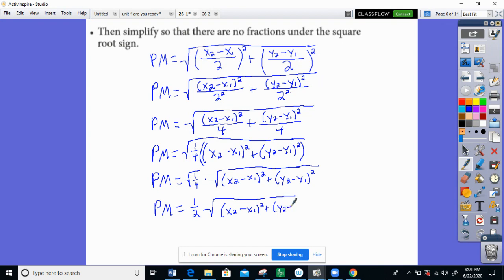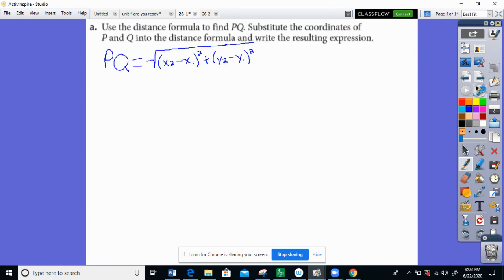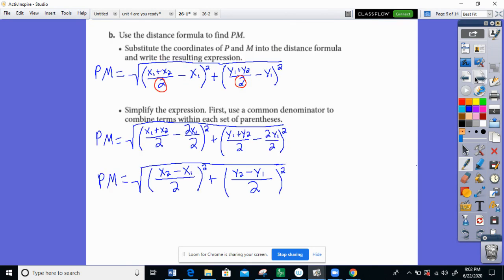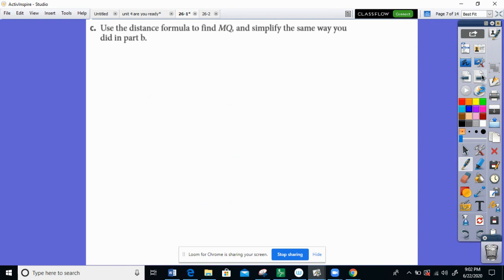Since this distance formula expression is exactly equal to the length of segment PQ, remember that's what we got at the very beginning, now we've shown that segment PM is equal to 1/2 the length of segment PQ. Very good. So now we get to do the same thing for segment MQ. We're going to work that out exactly the same way.